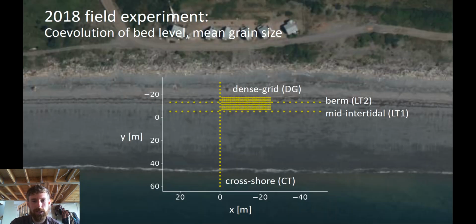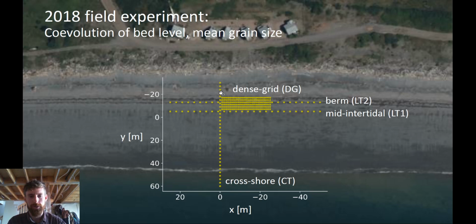So starting at the beach scale, this was the survey grid that we surveyed after each tide. So each of these yellow dots indicates a station that we both took a position with the RTK and took a photograph. So we had a bed level estimate as well as a grain size estimate after running the photograph through our algorithm. And the grid consisted of these different components.